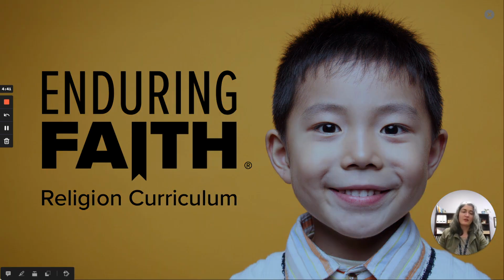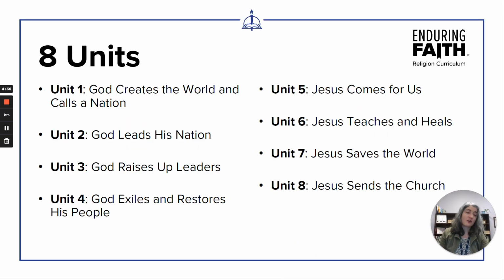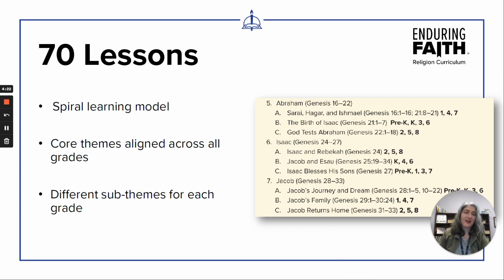We can tell you, for example, about our developmental goals, our scope and sequence, our 8 units, our alignment across all grades. One of the things grade 5 teachers you'll probably want to know is your scope and sequence. It aligns with the rest of the school. So we'll talk about that in other videos, so make sure that you take a look at that.